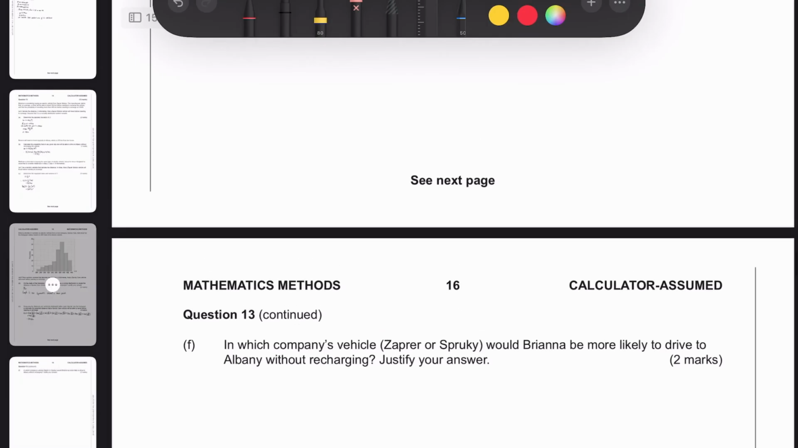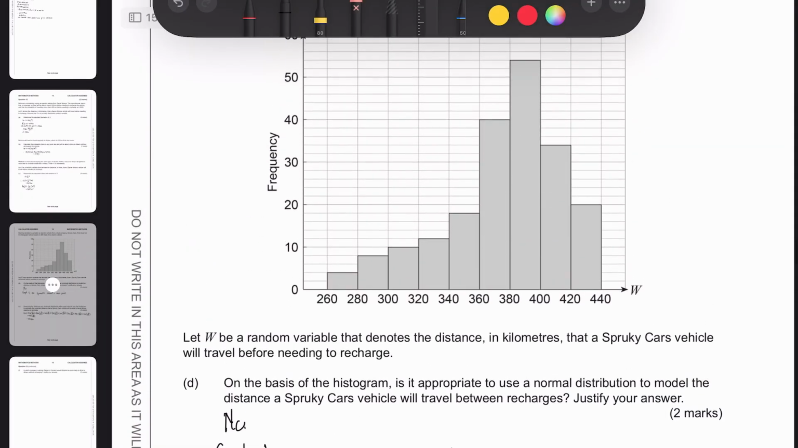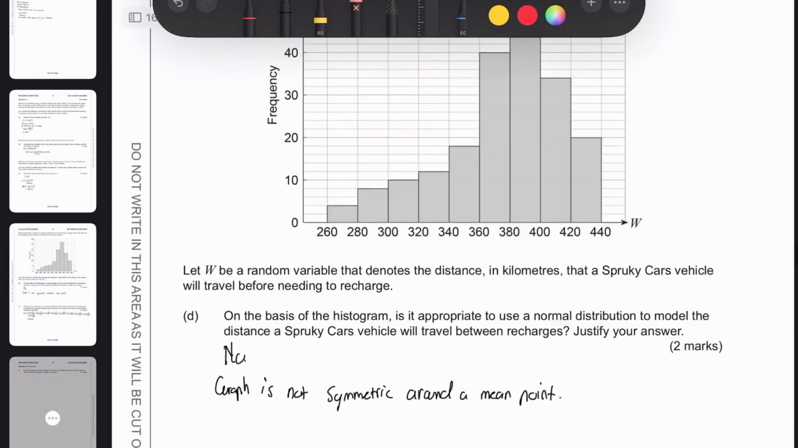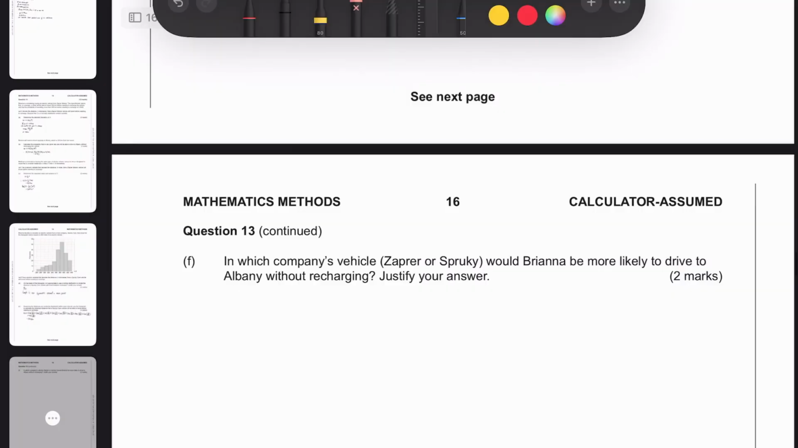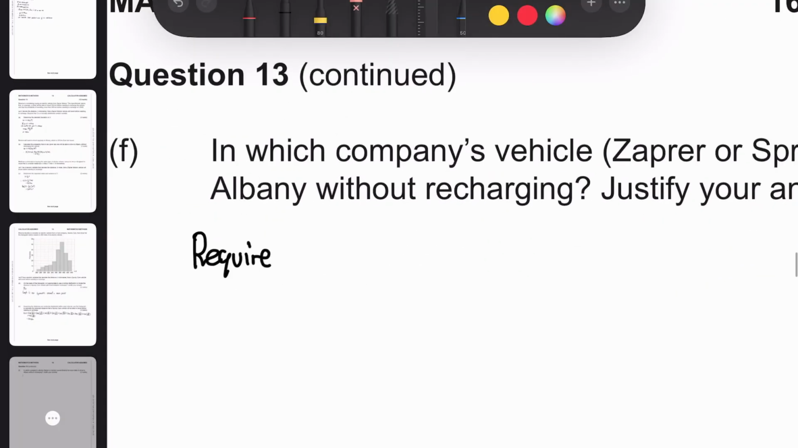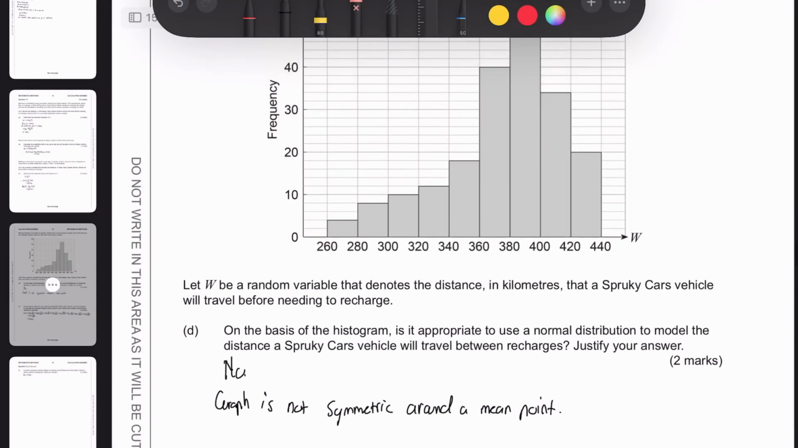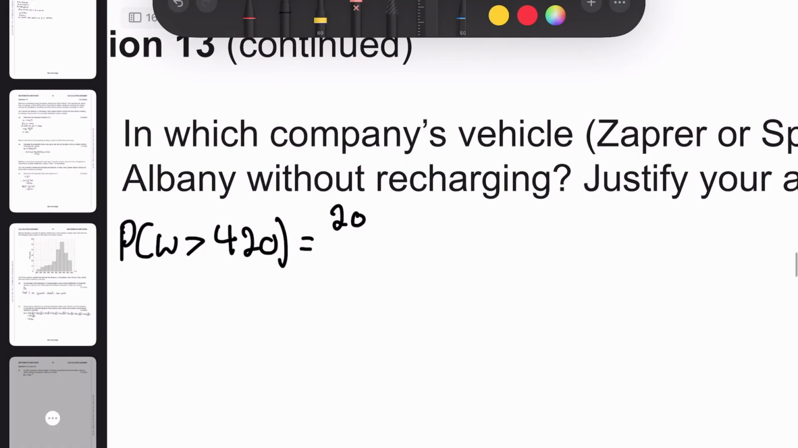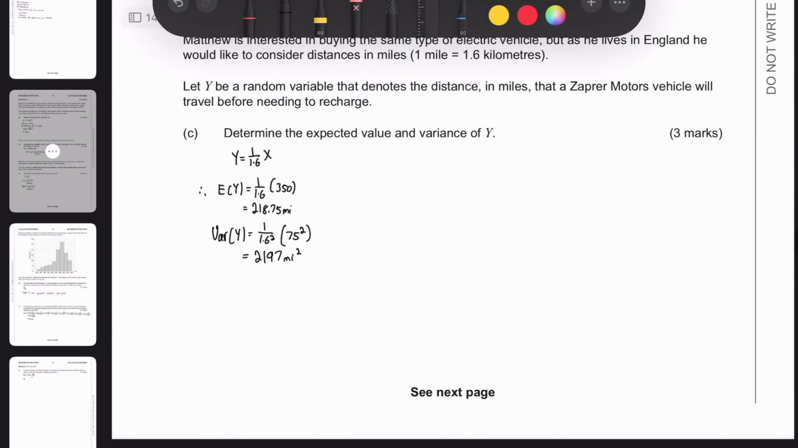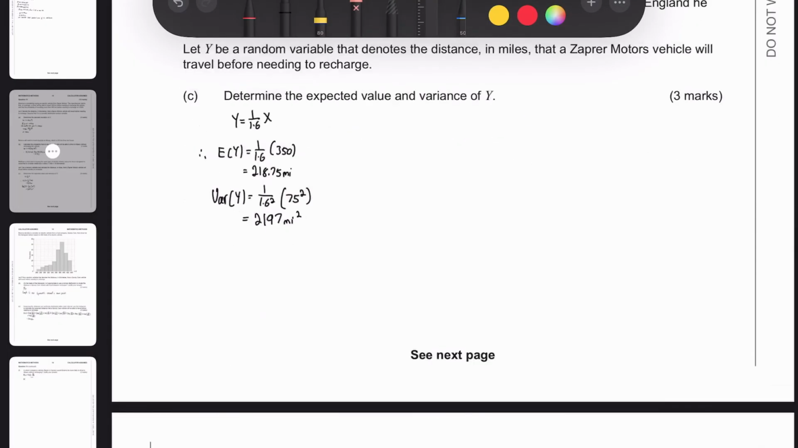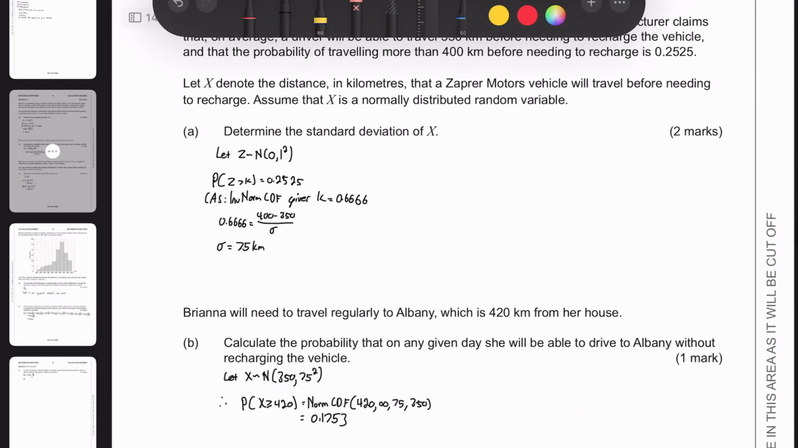In which company's vehicle would Bernard be more likely to drive to Albany without recharging? Justify your answer. So we require, wait, hold on, let's just do P of W greater than 420. Now 420 will be 20 on 200 or equal to 0.1. Then probability of, do we use Z before? X. Probably X greater than 420 is 1753.